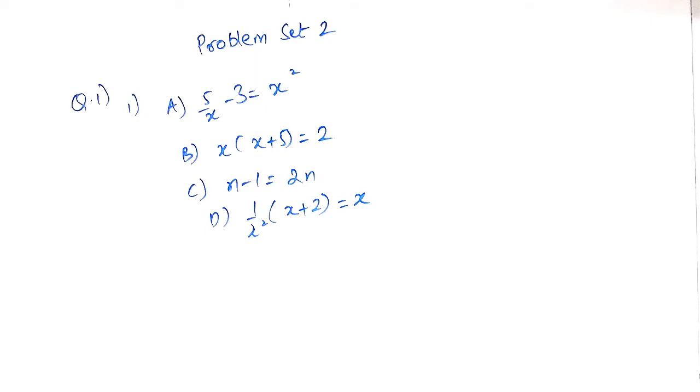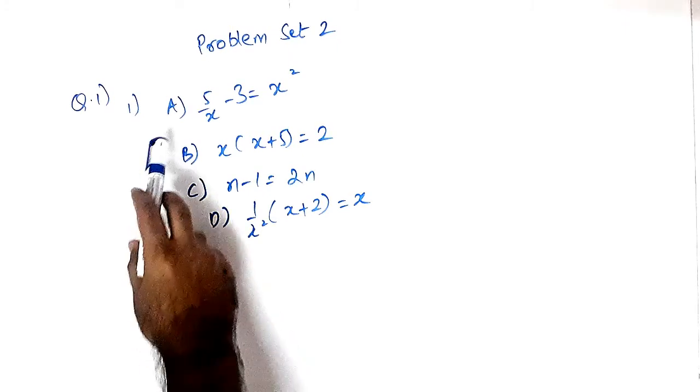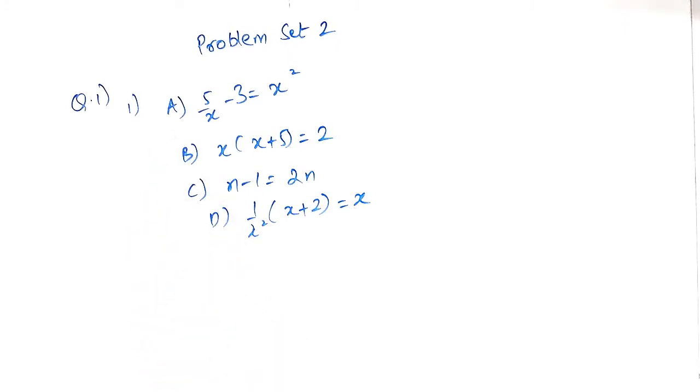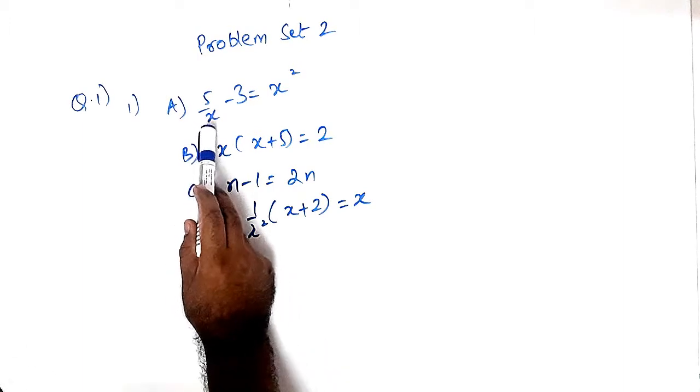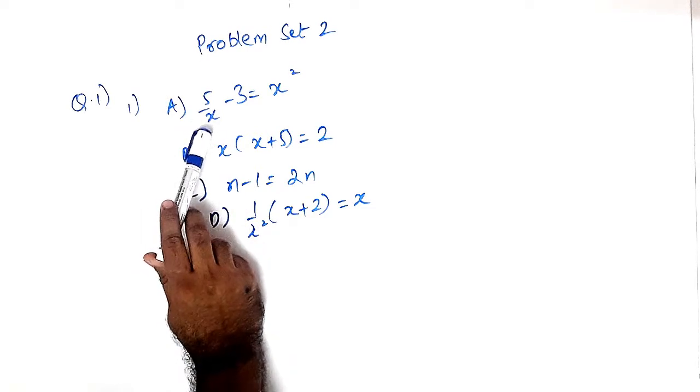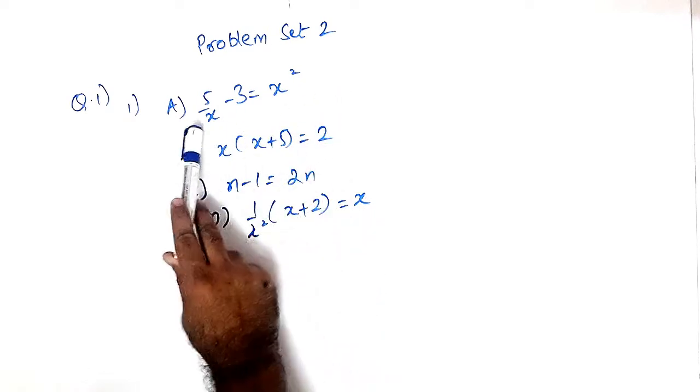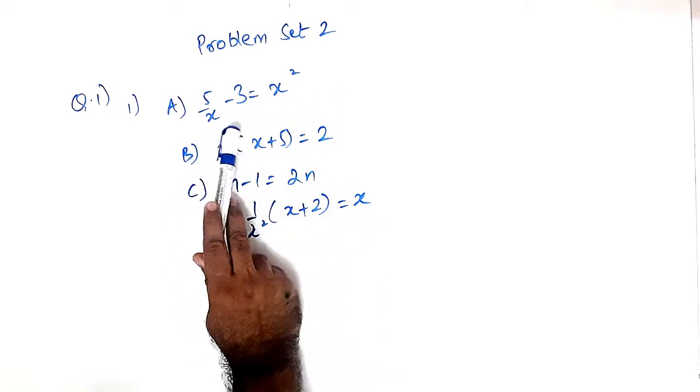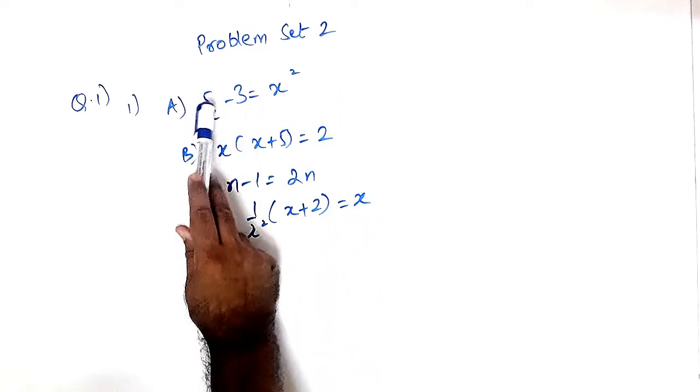Problem set 2, standard 10th algebra, and the first one says that we have to find which of these is a quadratic equation. Now let us start from the first one. See here, x is in the denominator, so when we want to cancel this x, we have to multiply the whole equation by x. Okay, so your x will get cancelled.